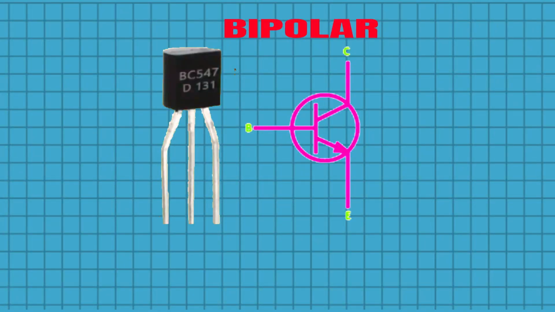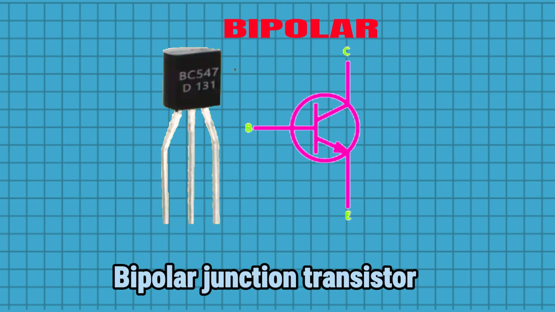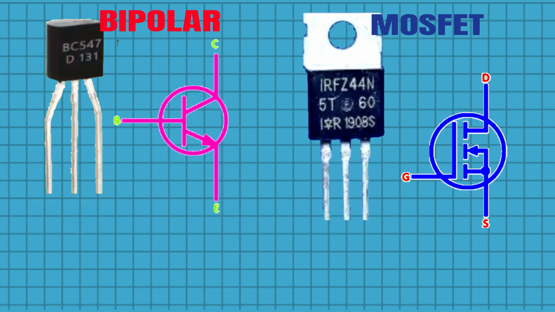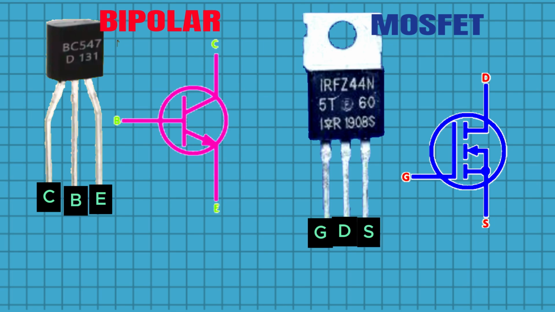So I will begin with the BJT transistor, also known as the Bipolar Junction Transistor. The three terminals of a BJT are the collector, the base, and the emitter. But in the MOSFET, it's a different case. The collector in the BJT is what is known as the drain in MOSFET. The emitter in the BJT is what is known as the source in MOSFET, while the base in a BJT is seen as the gate in a MOSFET.